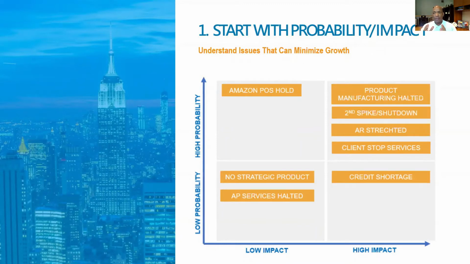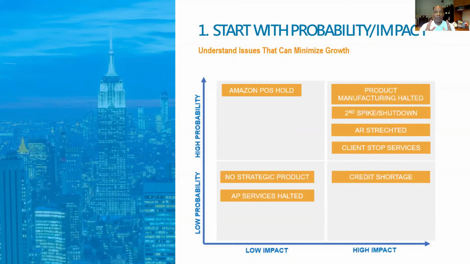And so this is an actual business owner that we were working with for the better part of 3 years, right up to the pandemic. And so one of the things that we did immediately is we utilized this probability impact exercise to get an idea of what are some of the things that could potentially happen over the course of the pandemic.